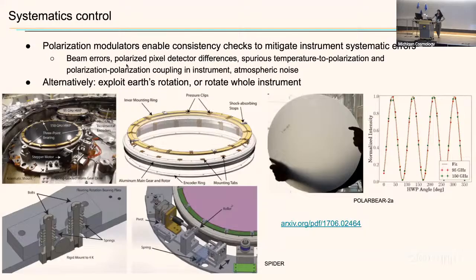You can avoid the construction and engineering associated with these modulators by either exploiting Earth's rotation to your advantage or rotating your entire instrument or telescope. So here you're looking at a variety of spinning half-wave plates. These are really impressive things. You can have them either be cryogenic or room temperature, and essentially you just set up a system that spins a plate and creates this signal in intensity in time.